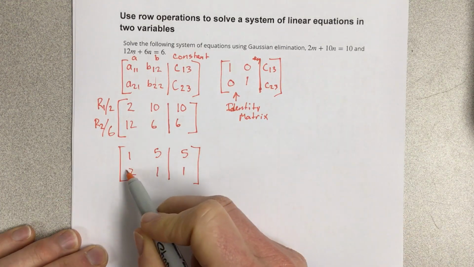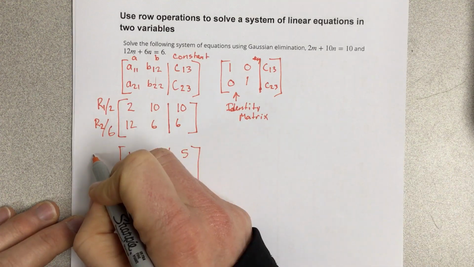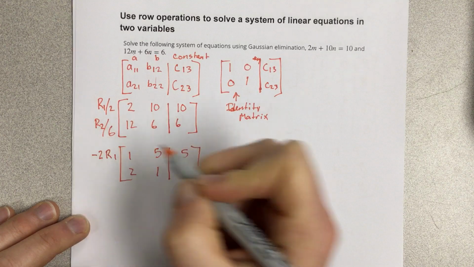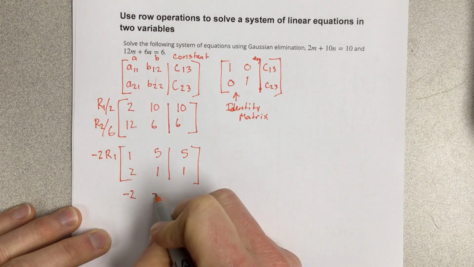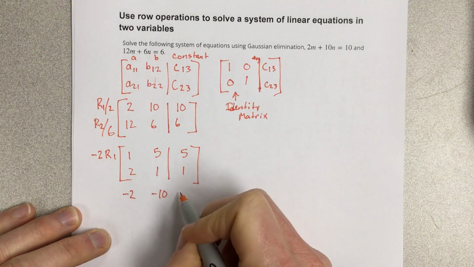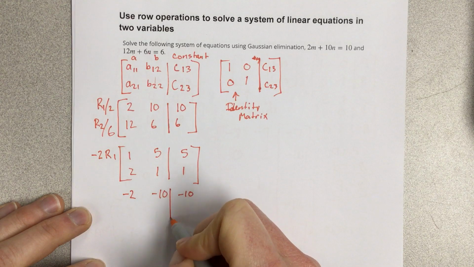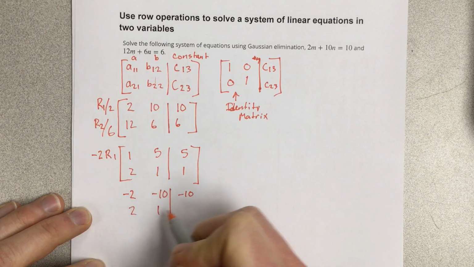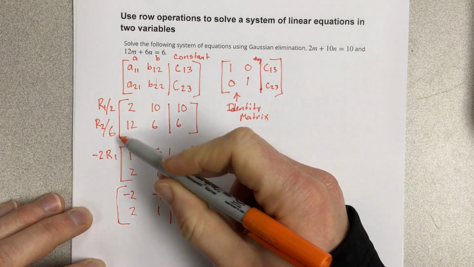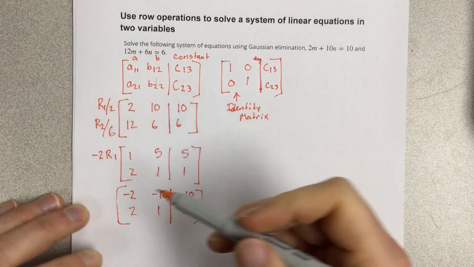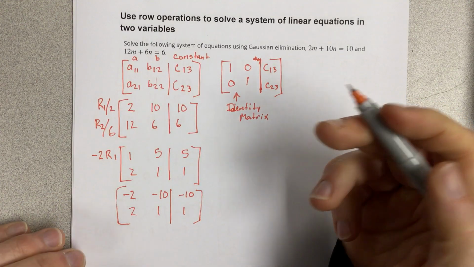So now my goal is to get this to be 0. So I'm going to multiply the top equation by -2. So -2 R1. And when I do that, I get -2, -10, and -10. This is 2, 1, 1. Now I know I kind of just reversed that step that I did in the first piece, but I always like to try to simplify them as much as I can to start the problem.